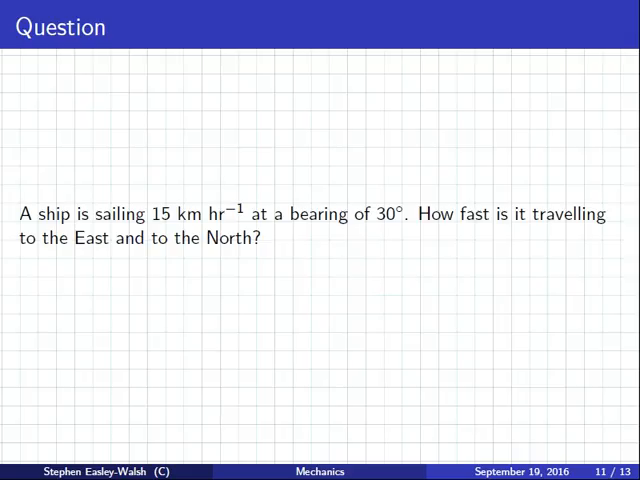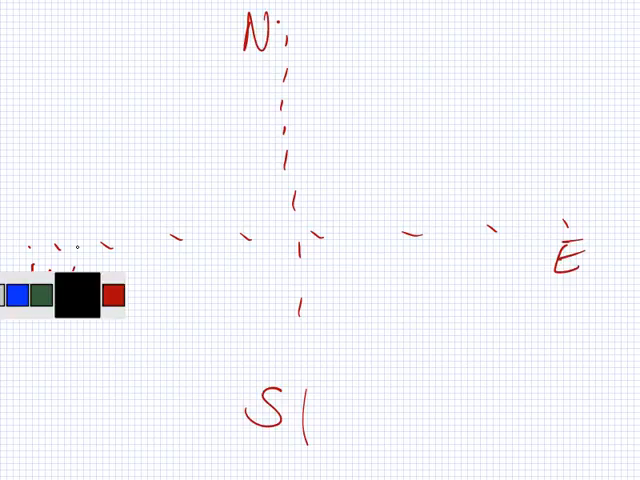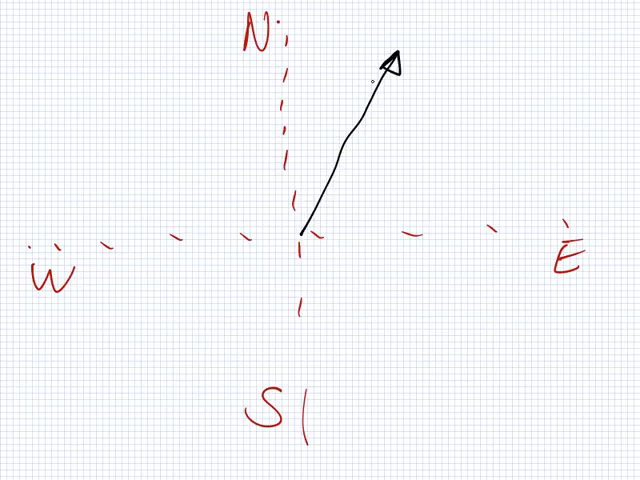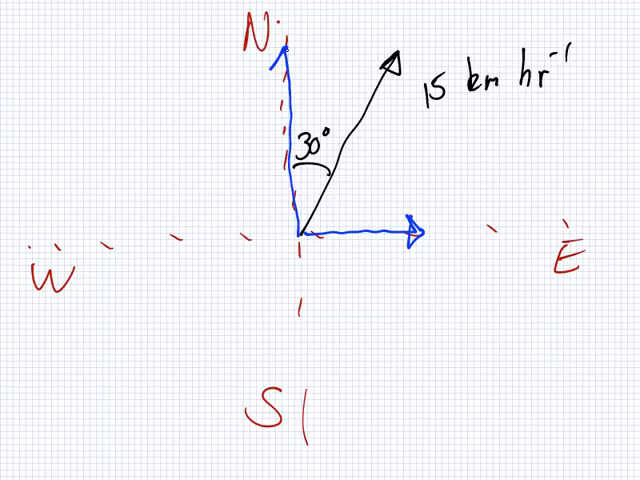Let's have a look. 15 kilometers an hour, bearing 30. So I'll just draw my compass here. North, south, east, west. So bearing is like this, 30 degrees from the north, and it's 15 kilometers per hour. So which one is this, cos or sine? No, sine, because this one is cos. So this one will be 15 cos 30, and this one here, 15 sine 30.